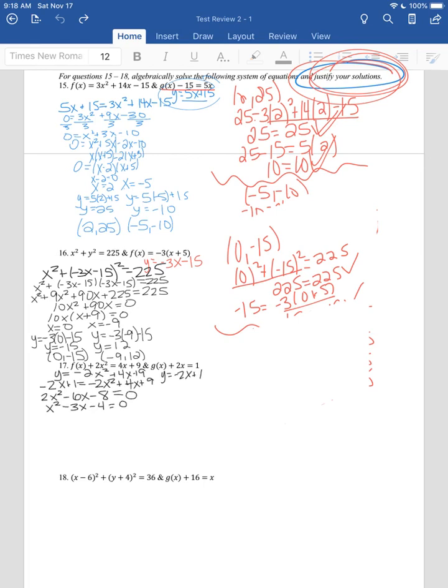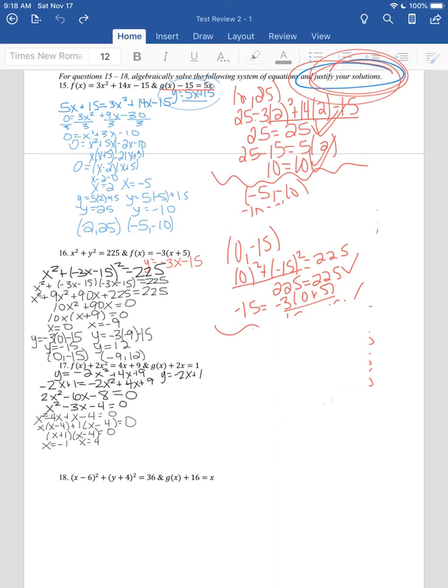So now I'm going to factor it by master product. So two numbers that multiply to be negative 4 but add to be negative 3 are going to be negative 4x and 1x. Split it down the middle. Take out your GCFs. And I end up with x plus 1 times x minus 4 equals 0. So this is x equals negative 1, and this is x equals 4.